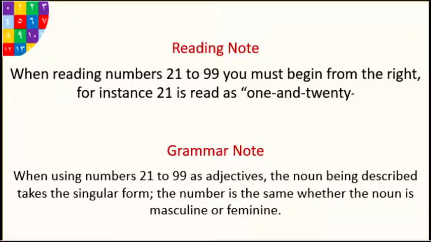Reading note. When reading numbers 21 to 99, you must begin from the right. For instance, 21 is read as 1 and 20. Grammar note. When using numbers 21 to 99 as adjectives, the noun being described takes the singular form. The number is the same whether the noun is masculine or feminine.